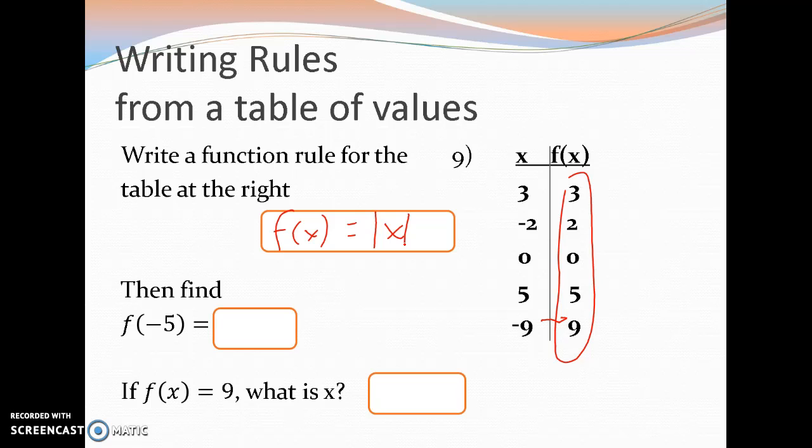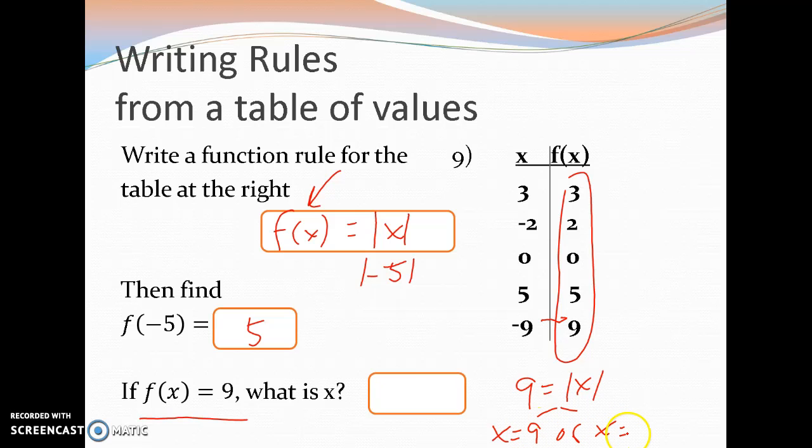So when I plug in negative 5, it's going to be the absolute value of negative 5, which is just 5. And then if f of x is 9, then I'll have something like this. F of x is 9, so 9 equals the absolute value of x, which means x could be two things. X could be 9, or x could be negative 9. And the reason why it's both is because I can plug in a 9 or a negative 9 in here for x, and they both will give me a positive 9 back out.